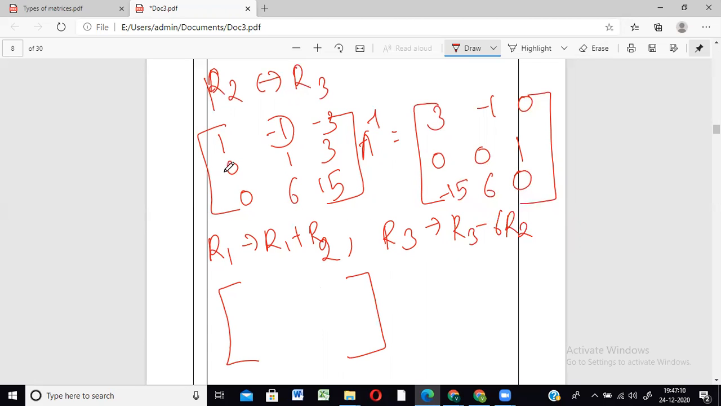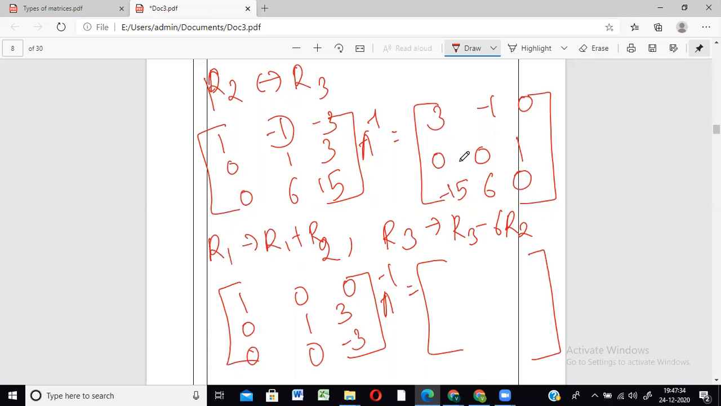So we will do R1 plus R2. R2, there is no change. R3 becomes R3 minus 6 times R2. 15 minus 6 times 3, so that's 15 minus 18, which is minus 3. A inverse, which is equal to, and then R1 plus R2: 3 minus 1, and 0 plus 1 is 1. And then R2, no change.